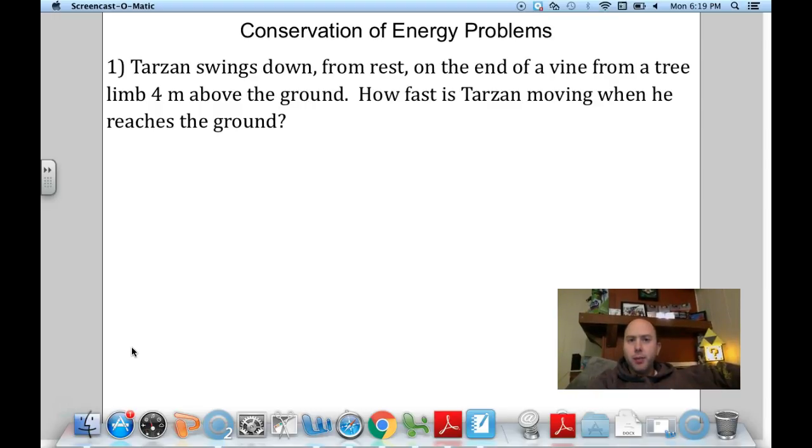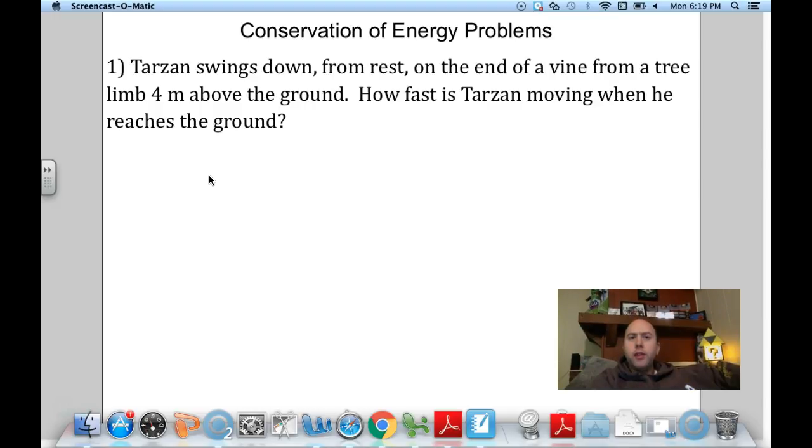So we looked at this problem yesterday, but let's actually go through it in depth. First things first, let's start our writing process. It says Tarzan swings down from rest on the end of a vine from a tree limb 4 meters above the ground. How fast is Tarzan moving when he reaches the ground?